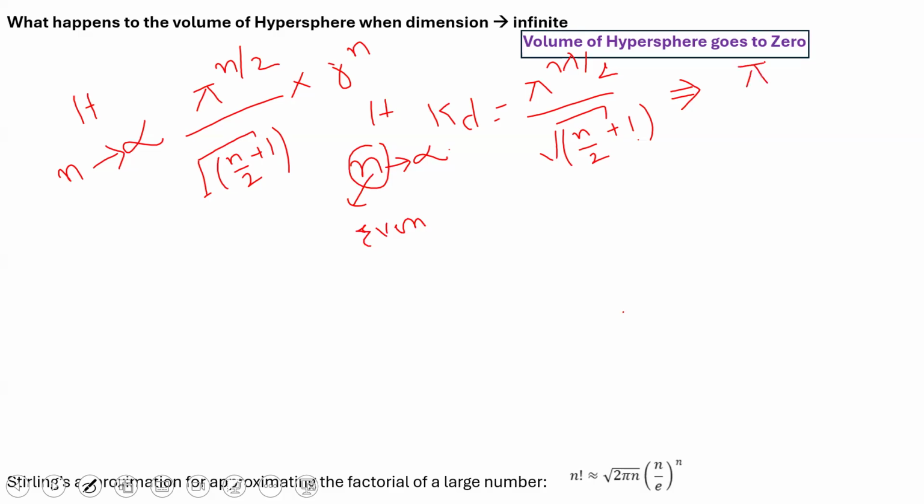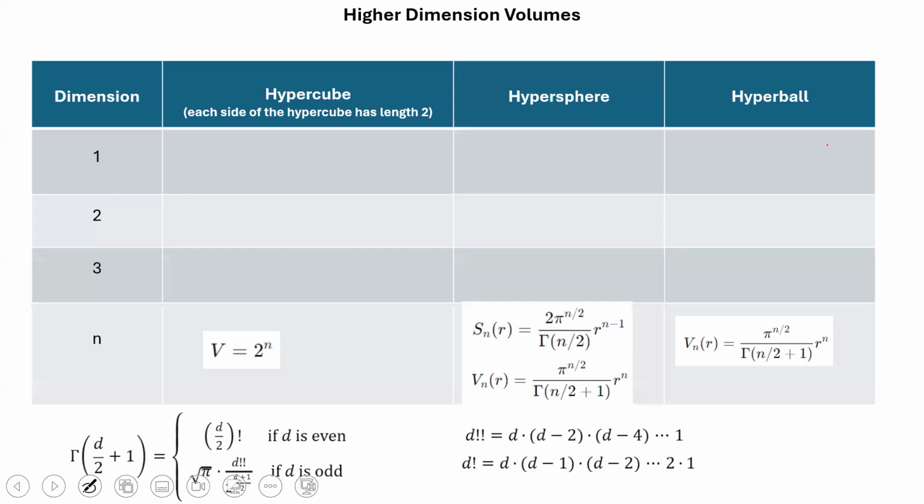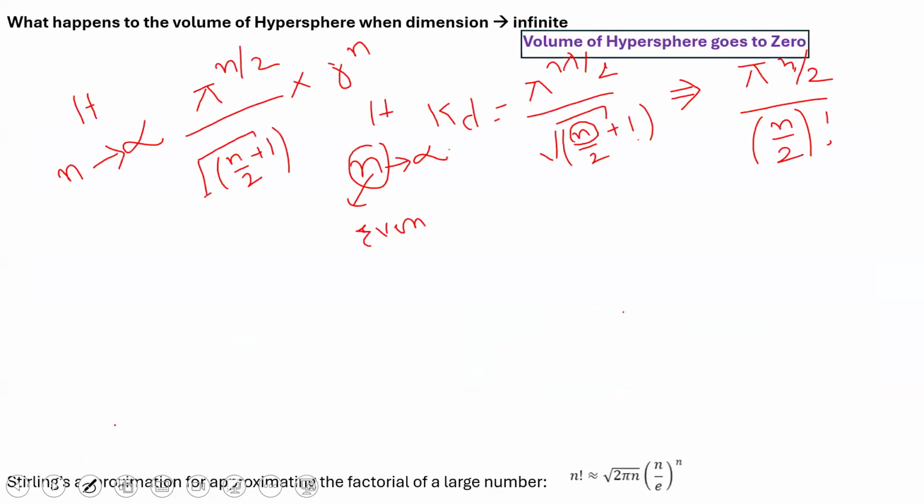So when n is even, what is gamma of n by 2 plus 1? This becomes n by 2 factorial, right? So that is what we have seen here. Gamma of n by 2 plus 1 is nothing but n by 2 factorial if n is even. So let's consider n as even, which gives n by 2 factorial.